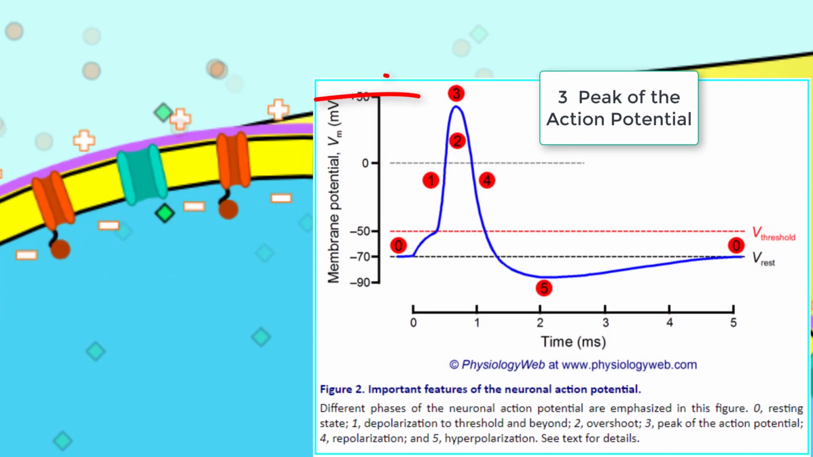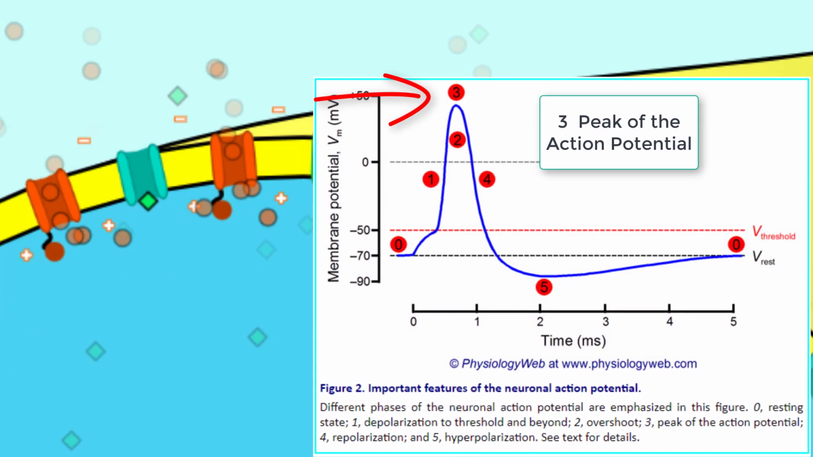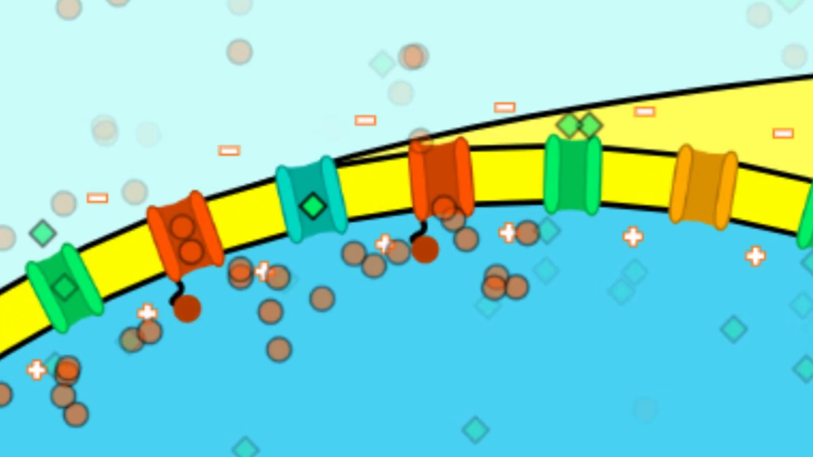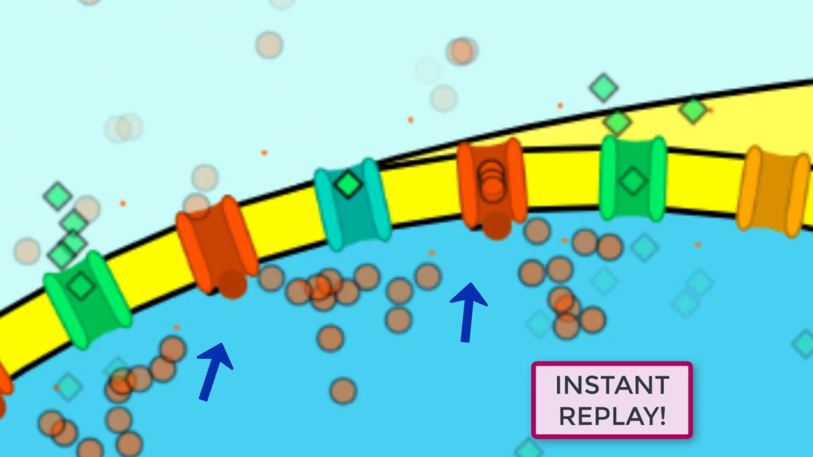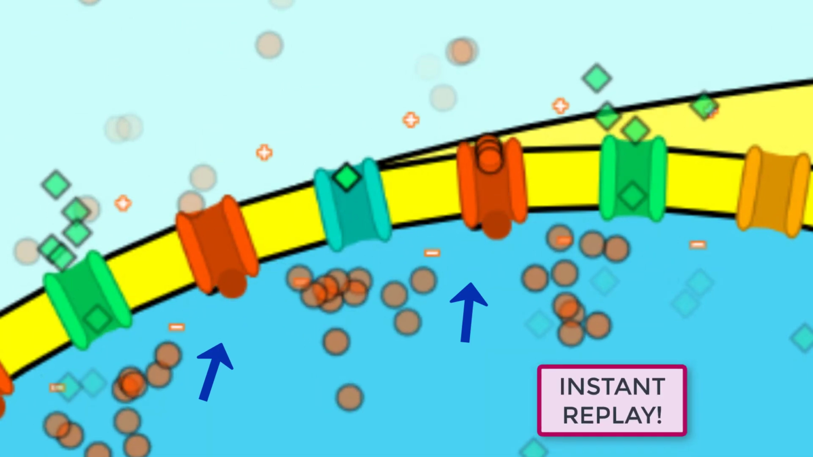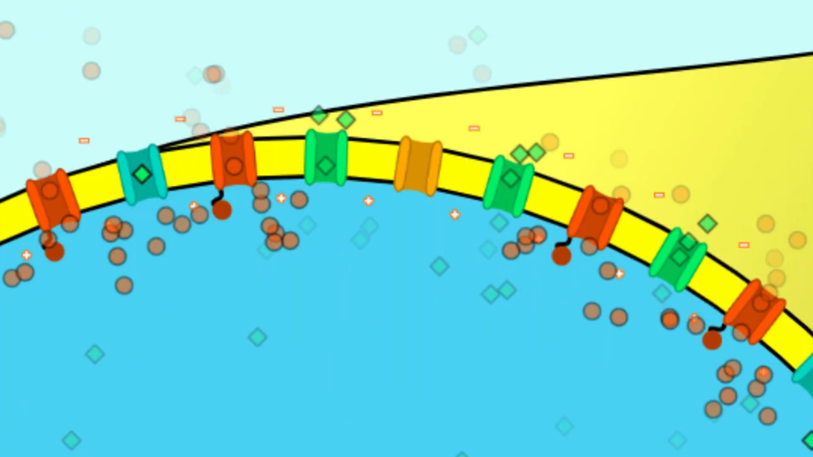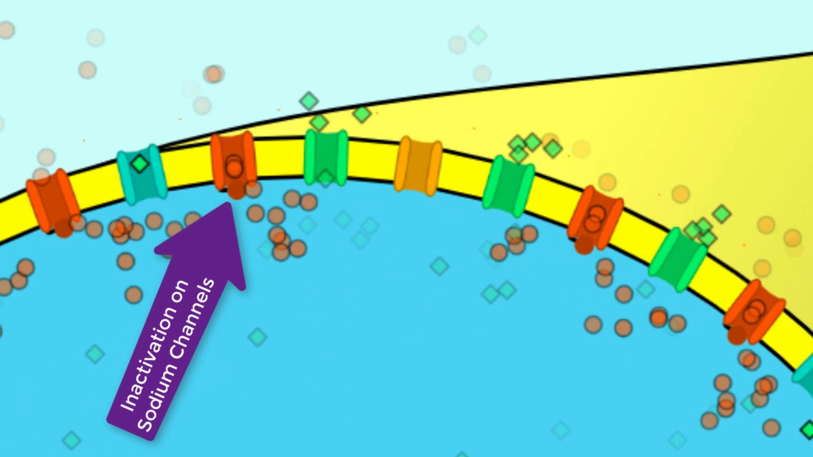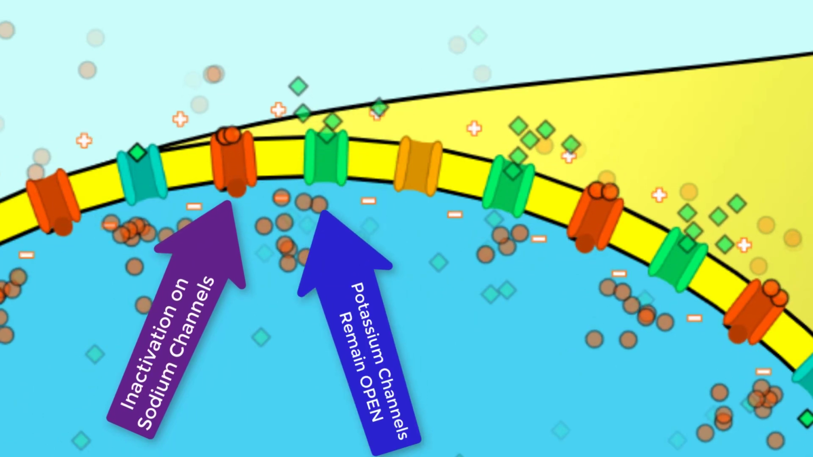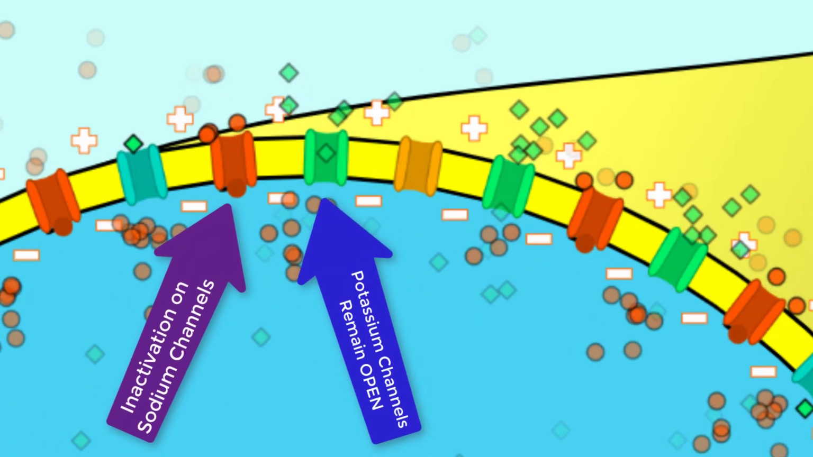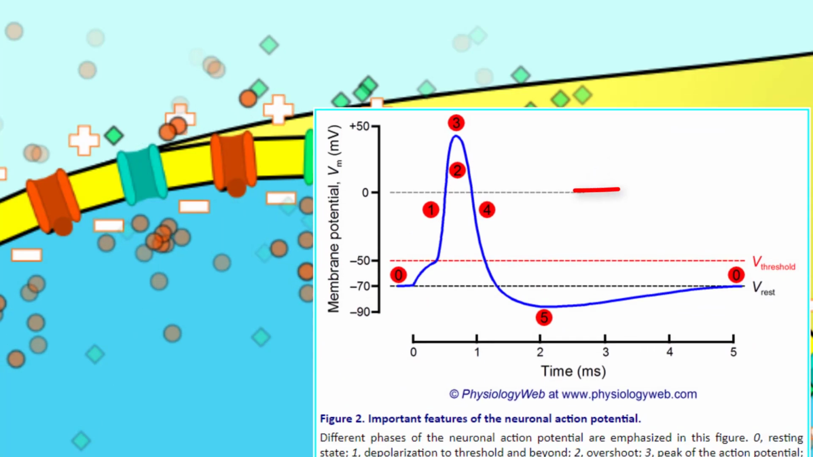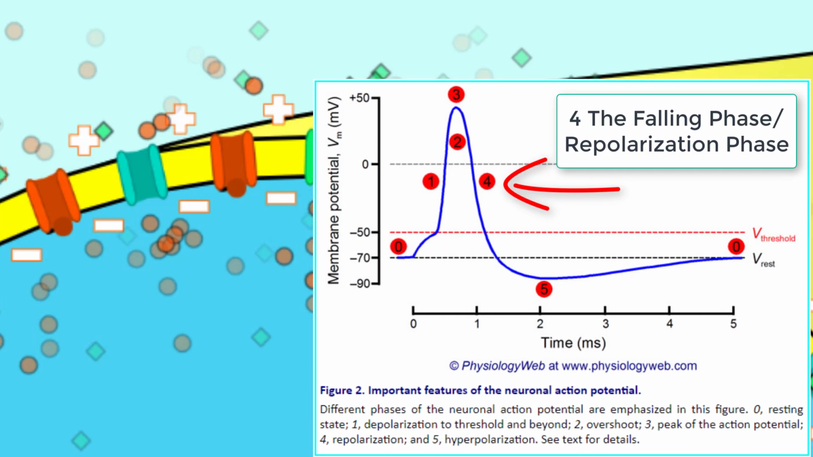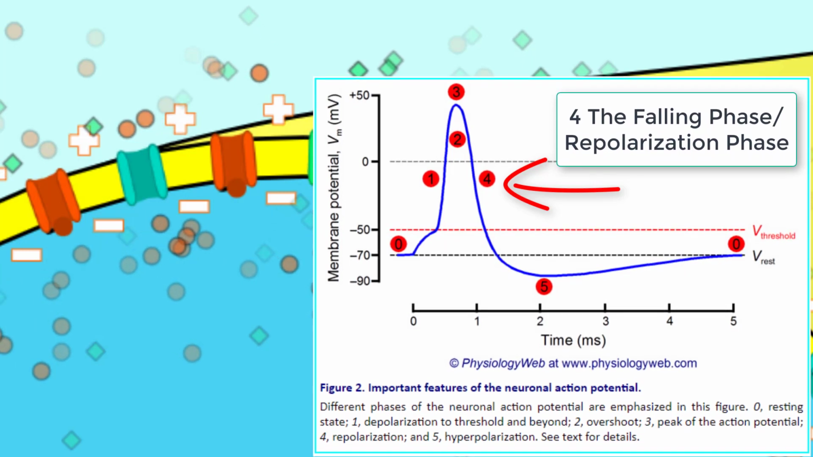At the peak of the action potential, which is around +30 millivolts, the voltage-gated sodium channels inactivate through a time-activated inactivation gate. The inactivation of voltage-gated sodium channels, along with the slower acting voltage-gated potassium channels, which do not inactivate, both contribute to the falling phase or repolarization phase of the action potential.